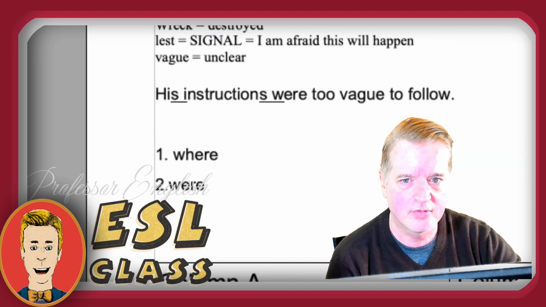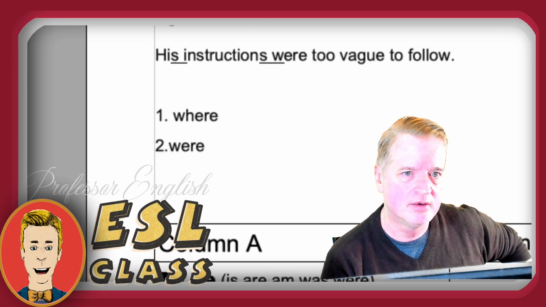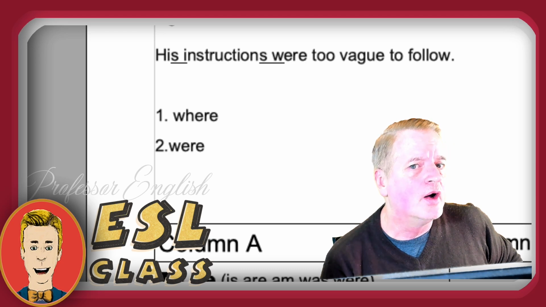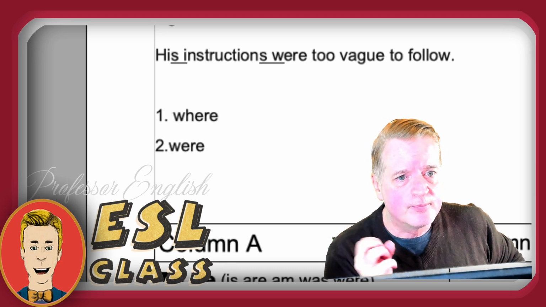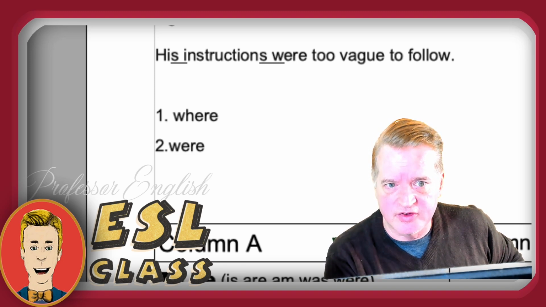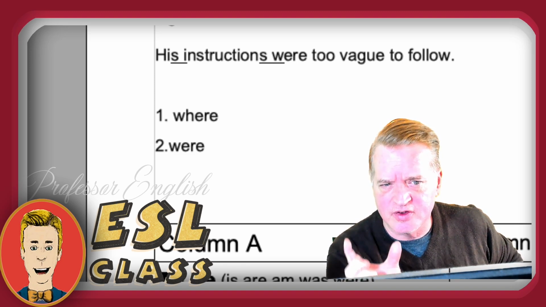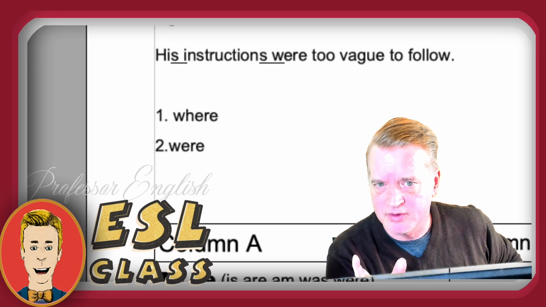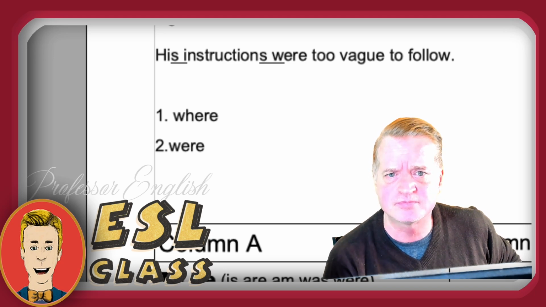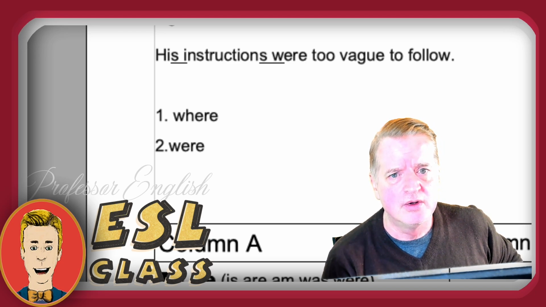I have a question. In this sentence, should we use was instead of were? Because there is his instruction was. Well, his is an adjective describing instructions. So instructions is really the thing that we're talking about. And instructions is plural. That's why it's were and not was. Does that make sense? Yes.